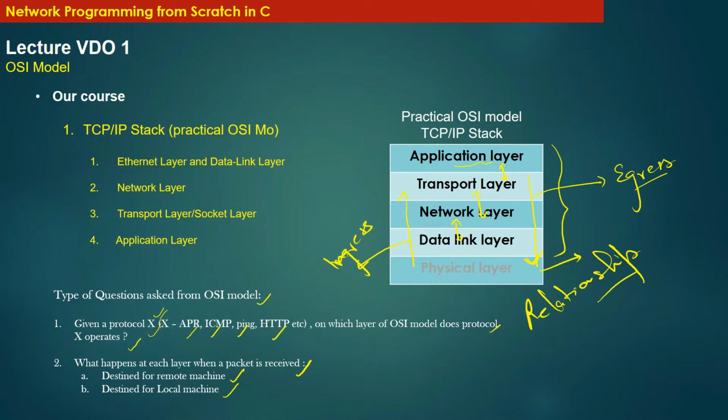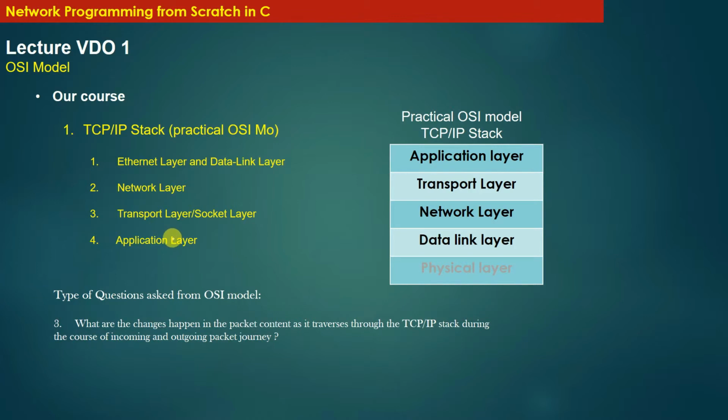After doing this course, you will be able to answer almost all the networking questions related to L2 routing, L3 routing, the functionality of a particular protocol, and the functionality of a particular layer of the TCP/IP stack. And by the end of this course, you will understand how the networking subsystem actually works.